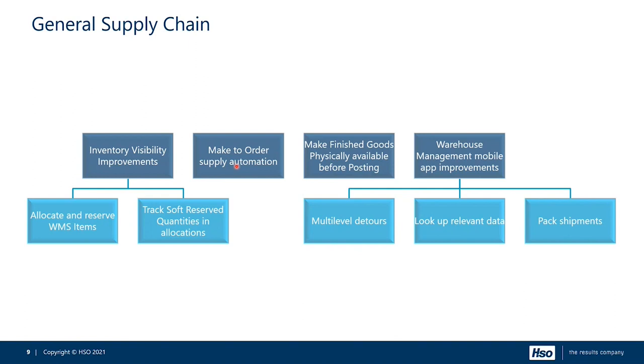And there are quite a lot of warehouse mobile app improvements. I won't go too detailed into all of them, but multi-level detours: if you're executing a warehouse process and you find you have to go and do other things before you can complete your current process, it allows you to drop down a few levels into other processes and then return back to what you're doing. So it's really good for efficiency. And also packing shipments has been added to the warehouse mobile app. All of these are intended to keep your business running smoothly and keep your workers doing what they need to be doing without frustrating them, giving them bad experiences, and generally not helping them do their jobs.